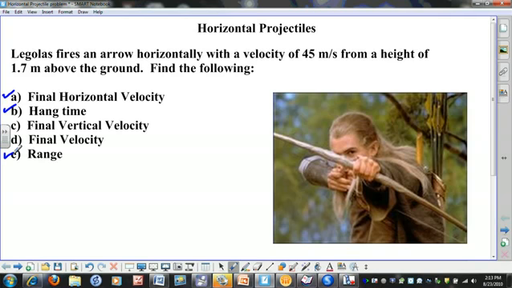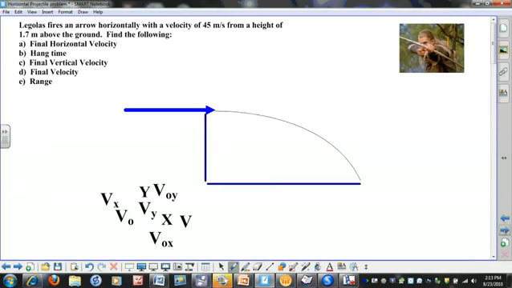Okay, so the first thing you want to do is sketch a diagram. Notice my diagram here is pretty simple. There's no need to sketch a diagram of Legolas, but if you want to, you could. You don't need to draw the bow, but you could if you wanted. This big blue arrow in the picture represents the velocity in the problem. So let's go ahead and label everything that we know in this problem.